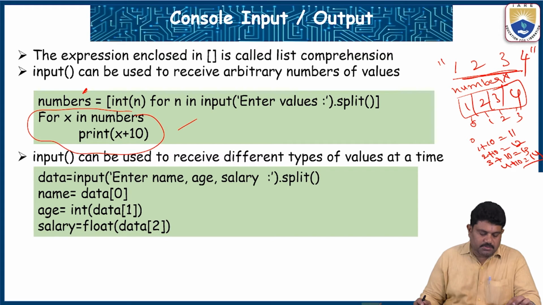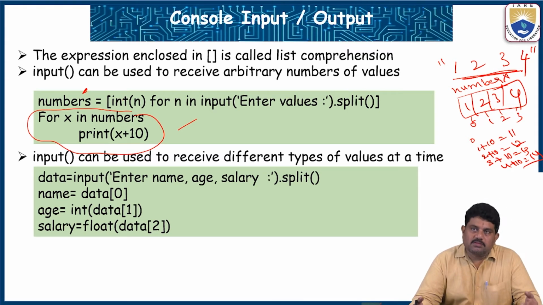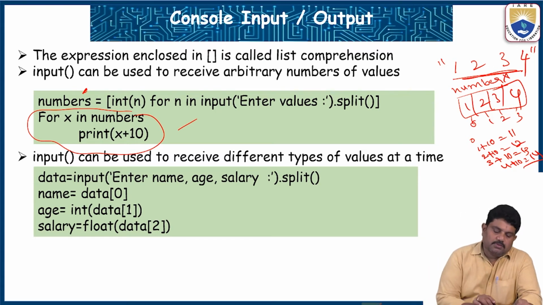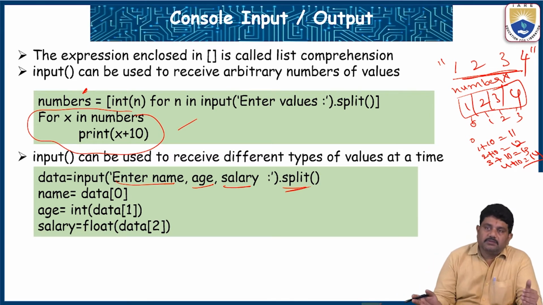And then input can be used to receive different types of values at a time. So not only strings or numbers as input, we can also enter different values. See here. So data equal to input, enter name, age, salary, and then the split function. So here I am entering a name. Name is nothing but either a string or a combination of strings. Age is a number. Salary is a fraction point, a floating value. Float value is there, integer value is there, string is there.